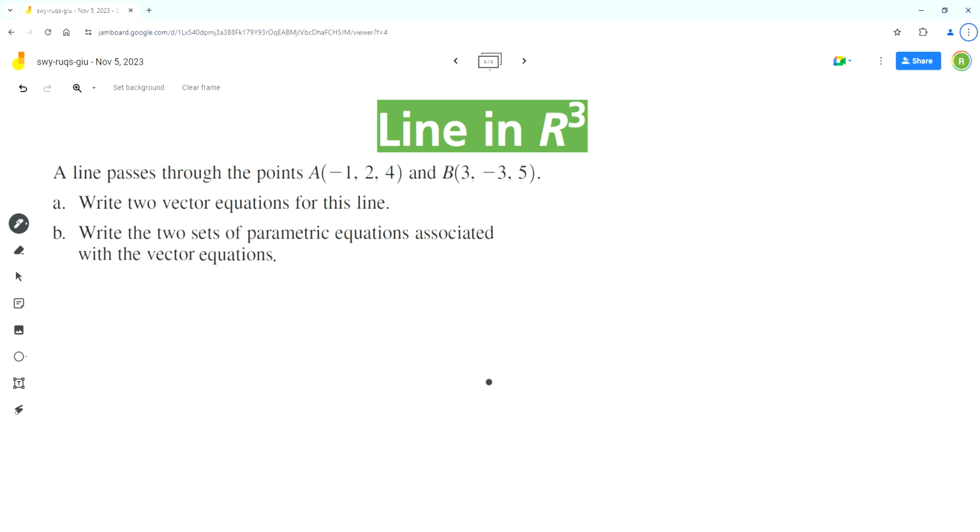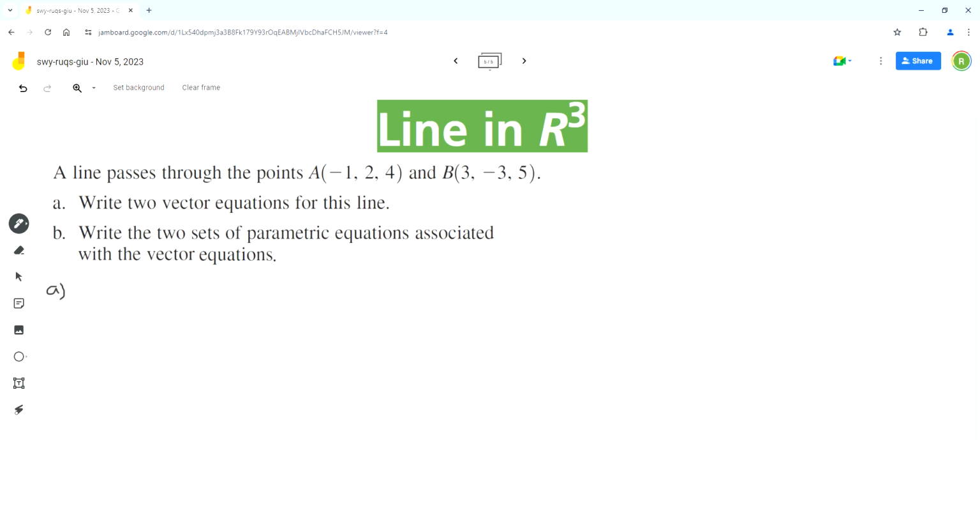So in this video, we'll solve this problem using the concepts of line in R3. As per the problem, a line passes through the points A and B. In part A, we have to write two vector equations for this line. So let's start with part A.